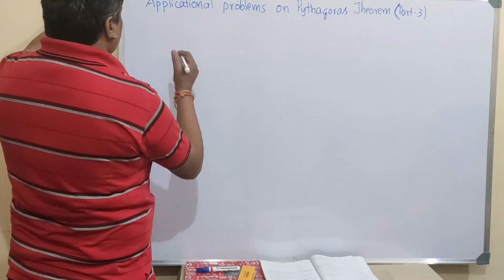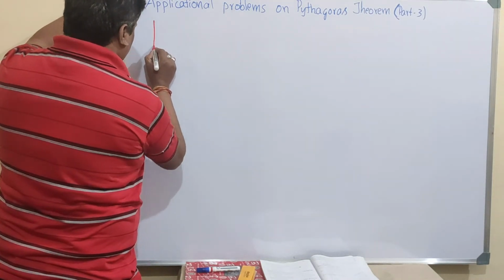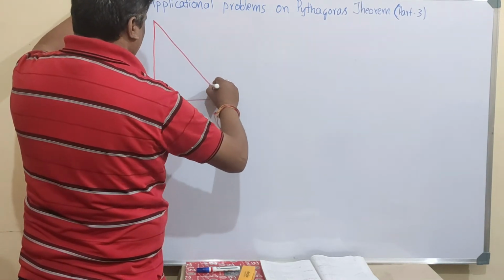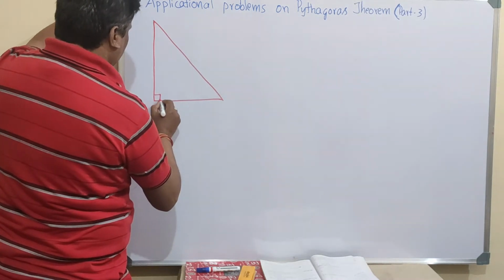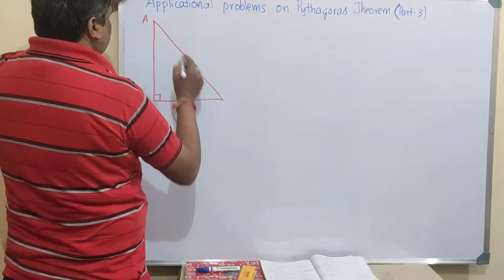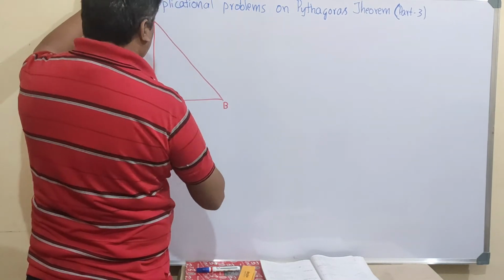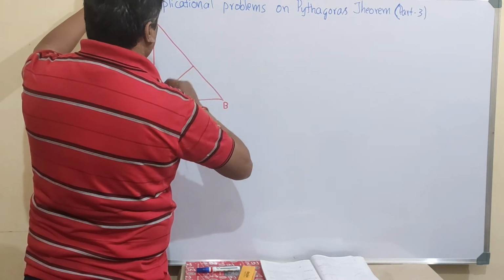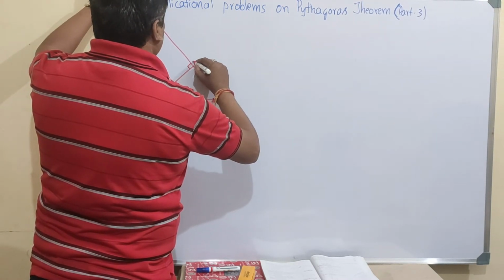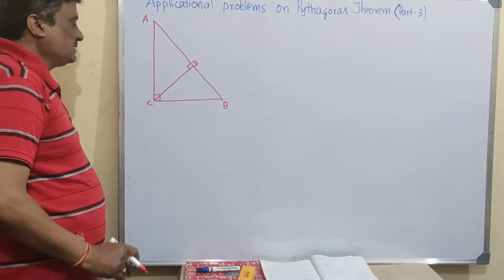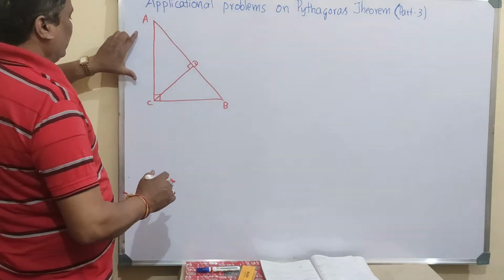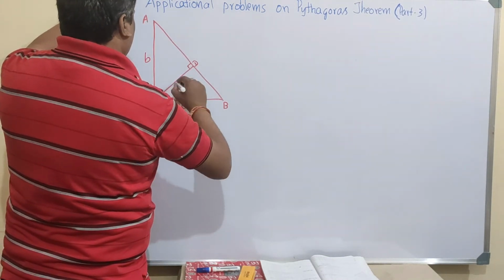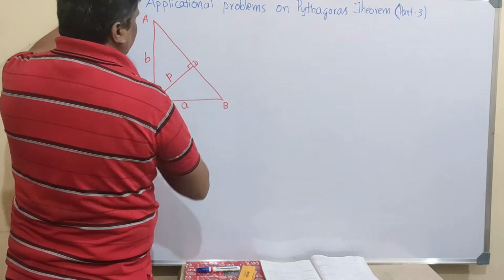As you know, it is a right angle triangle, right angled at C. Let's call the sides A and B. And let's draw a perpendicular from the right angle vertex to the hypotenuse. Let's call the foot D. So here they have given AC is equal to B, BC is equal to A, and the perpendicular is P.